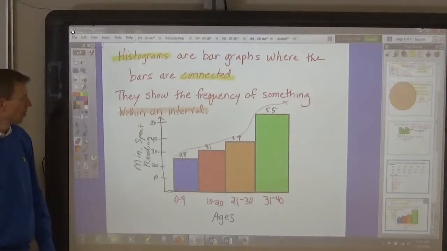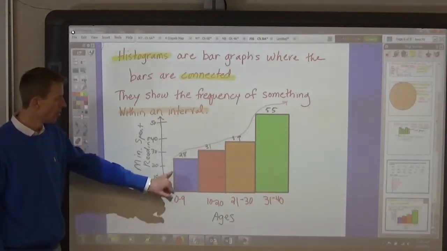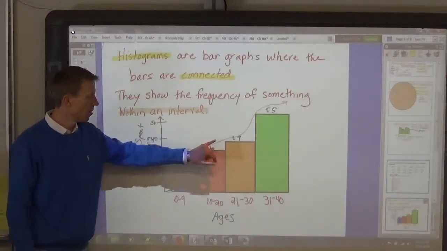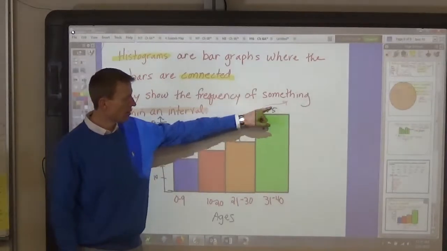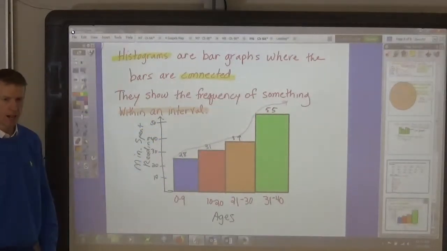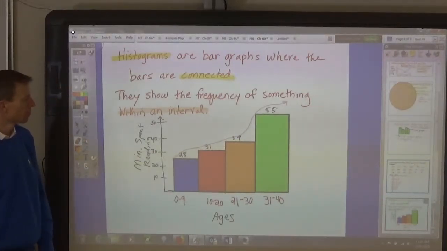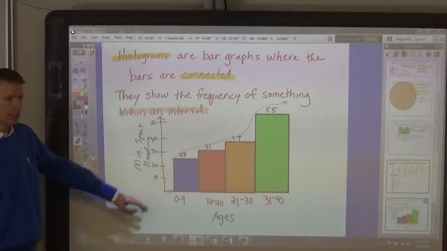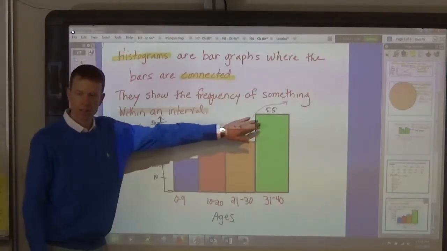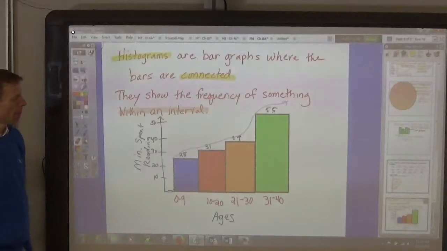I have a question. So this shows that the trend is that the older you get, the more time you spend reading, according to this histogram. Okay? My dad doesn't read it. Can you see the trend? Can everyone see the trend?